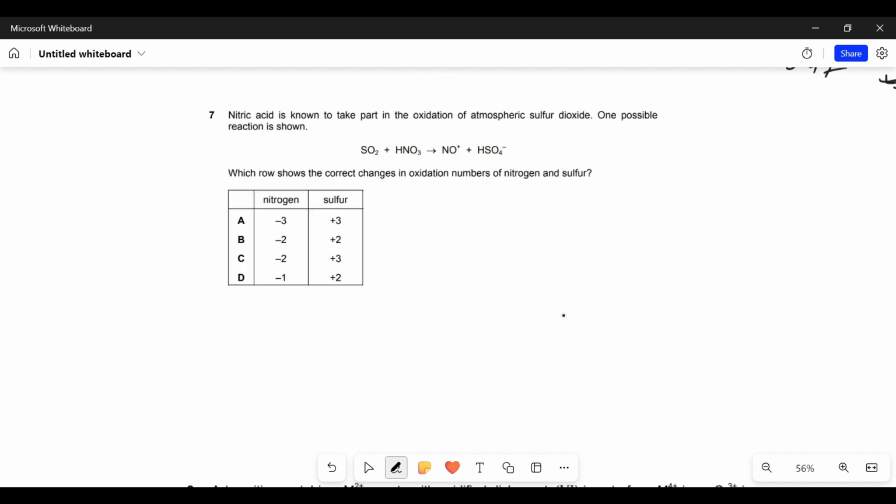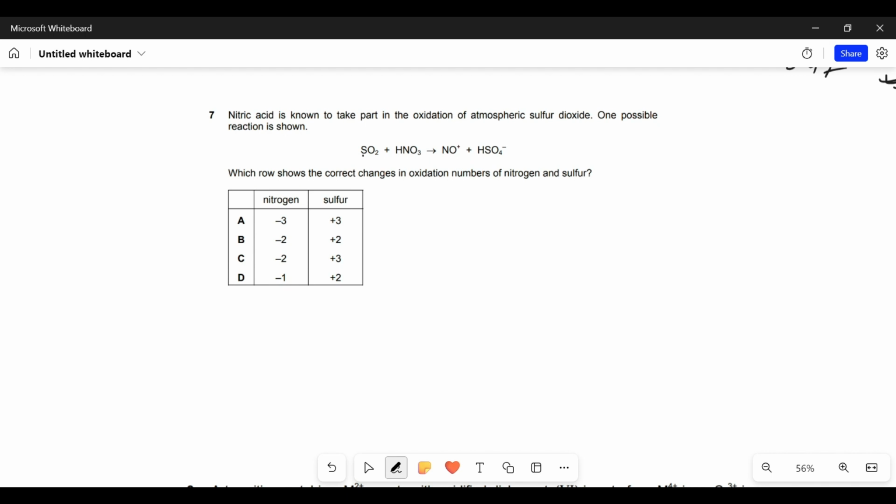Question number 7. Nitric acid is known to take part in the oxidation of atmospheric sulfur dioxide. One possible reaction is shown. Which row shows the correct changes in oxidation number of nitrogen and sulfur? That means we need to calculate the oxidation number of sulfur and nitrogen in all of these species.